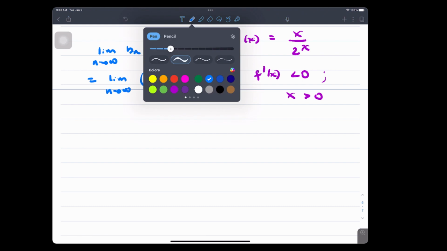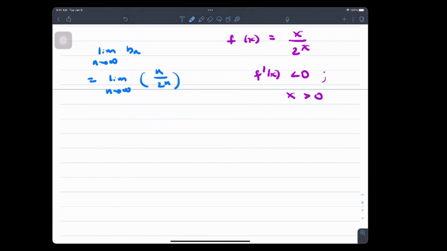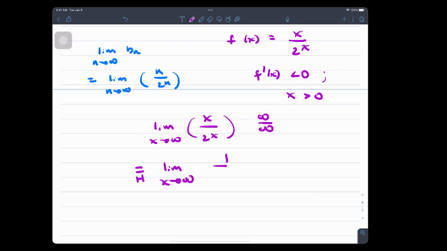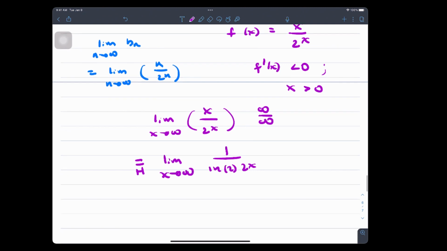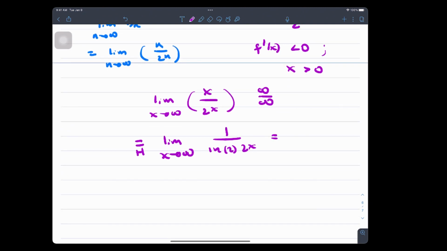What is this? Anybody know? What happens here? What's going on here? The limit as x goes to infinity of x over 2^x. You guys remember that? That's going to be what? You say infinity over infinity. But by L'Hopital's rule, isn't that going to be 1 over natural log of 2 times 2^x? Isn't that the derivative of 2^x? And then this thing equals what? 0. So that means this limit is also what? 0.